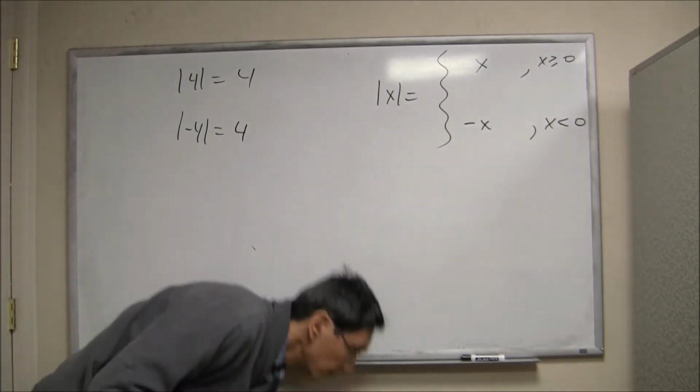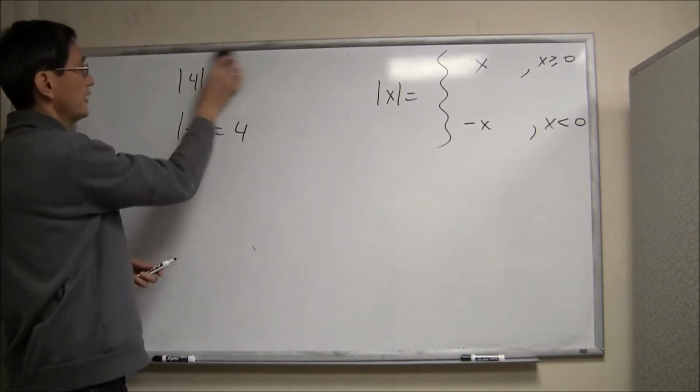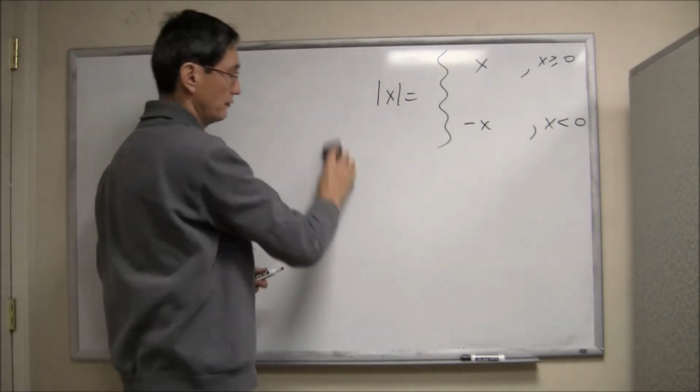So let me now do a couple of examples of finding left and right limits with absolute value.